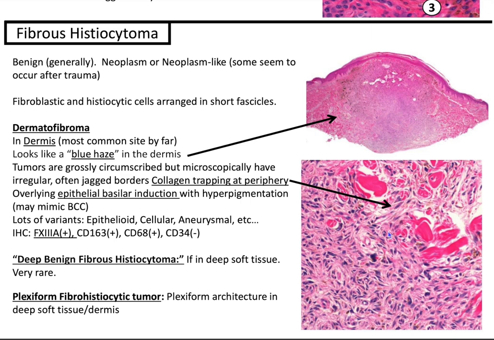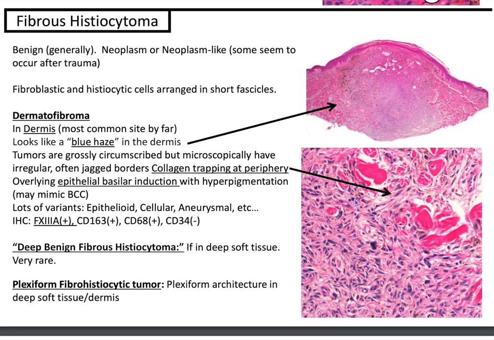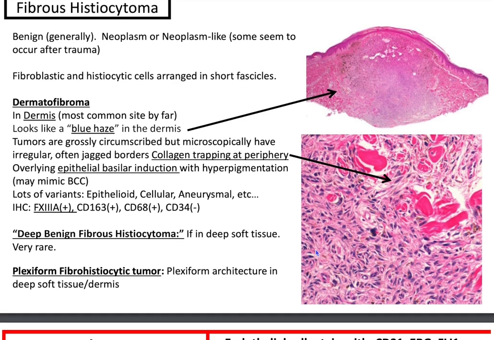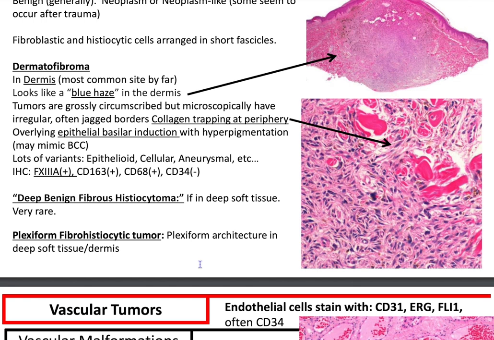You'll see epithelial basilar induction with hyperpigmentation, meaning your epithelial component overlying the DF will become more hyperplastic, and it can mimic a BCC, especially the basilar region. And IHC, you'll have factor 13A positivity, CD163 positivity, CD68 positivity, and CD34 will be negative. Your DFSP will be CD34 positive. If it's in the deep soft tissue, it's called a deep benign fibrous histiocytoma, although it's very rare. And then you can have your plexiform fibrohistiocytic tumor, plexiform architecture in the deep soft tissue dermis.